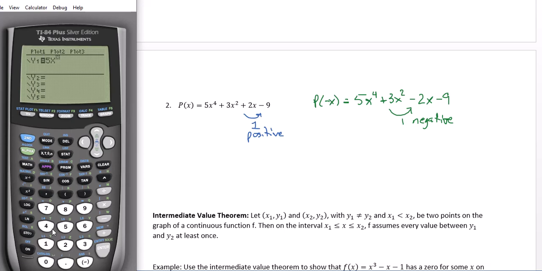5x to the 4th plus 3x squared plus 2x minus 9. This is a 4th degree polynomial, so it's an even polynomial, so we know both ends of the graph are going to finish together. Leading coefficient is positive, so we know they're both going to finish up. So we know this graph is not going to turn back around and come back up. There's one negative 0, there's one positive 0, the other two zeros will be complex.